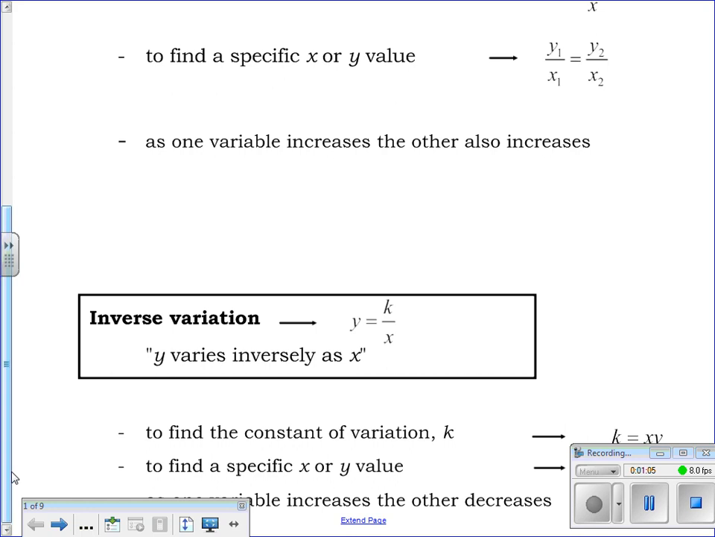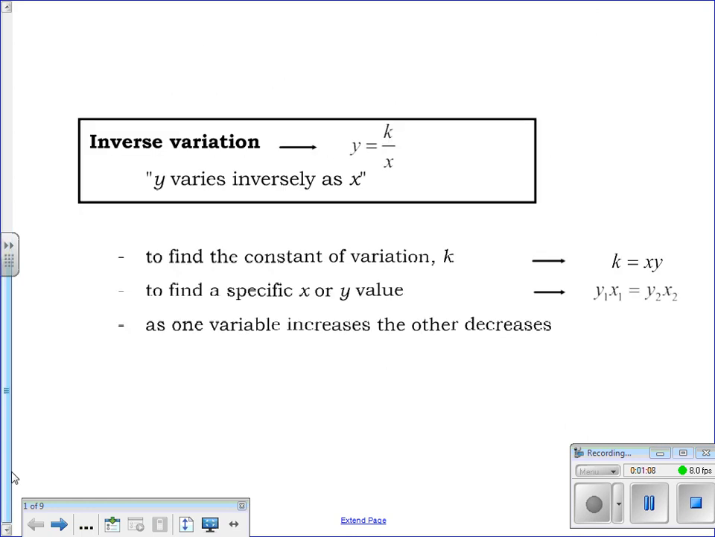Inverse variation. The exact opposite. As one goes up, the other goes down. If Y increases, X decreases accordingly. Direct variation, they do the same thing. Inverse variation, they do the opposite thing. Instead of dividing one by the other, if you multiply Y and X and get the same value every time, that is inverse variation.